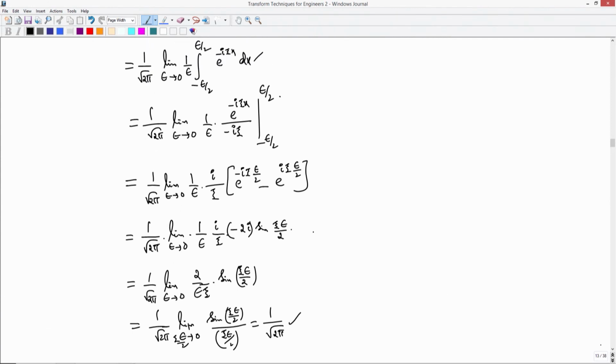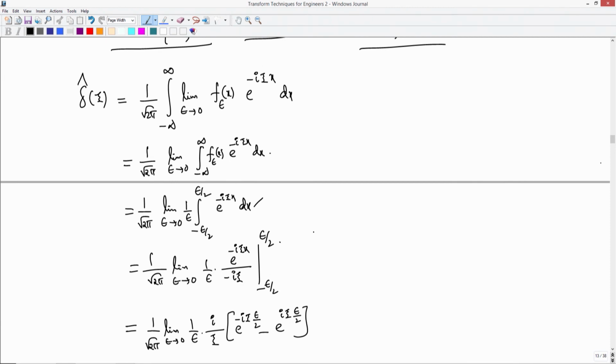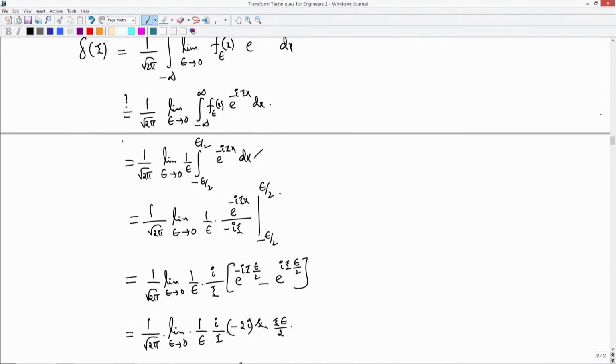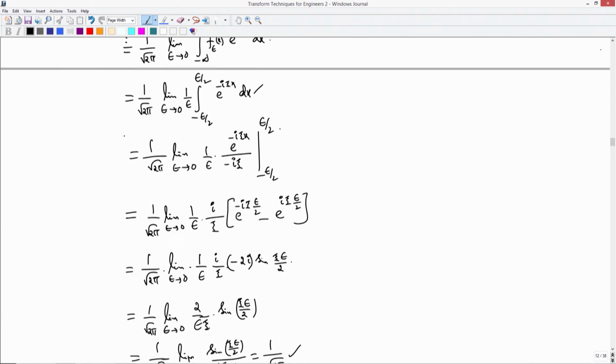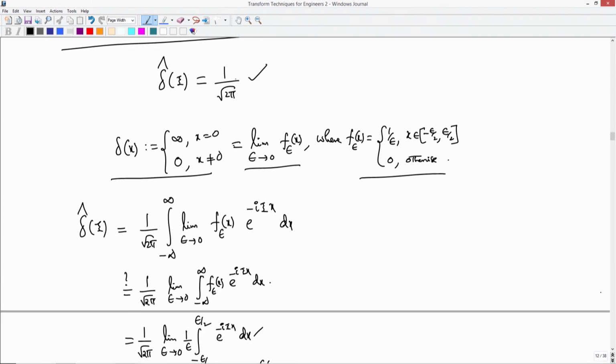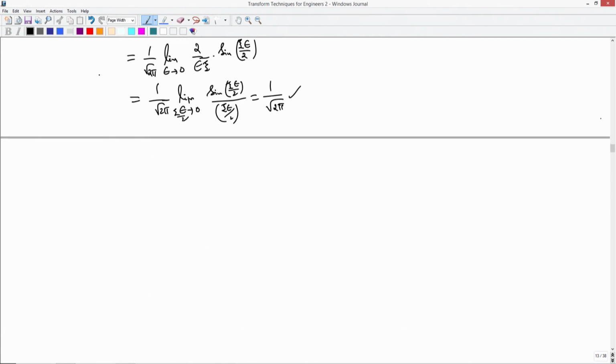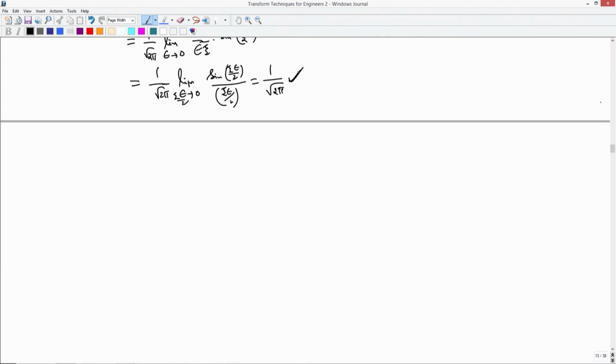The only justification that you have to do is how you can take this limit from inside to outside. This is questionable, and we will try to justify it in the next video. So what you have shown is that if you take the delta function, the Fourier transform of the delta function is 1 by root 2 pi. So this is the result.